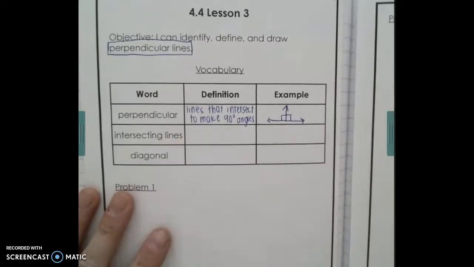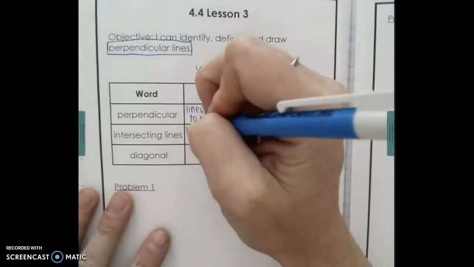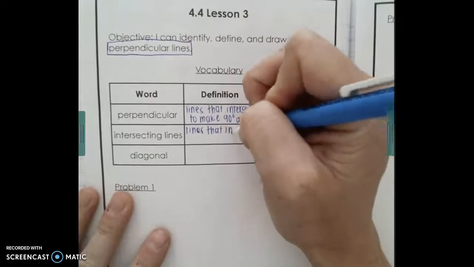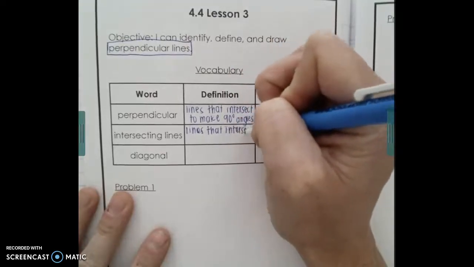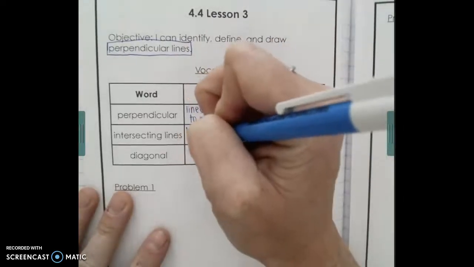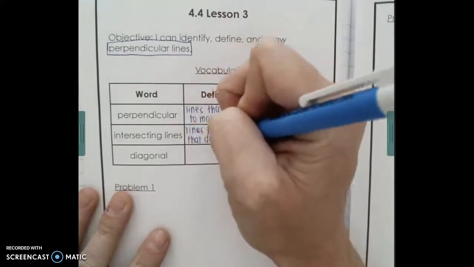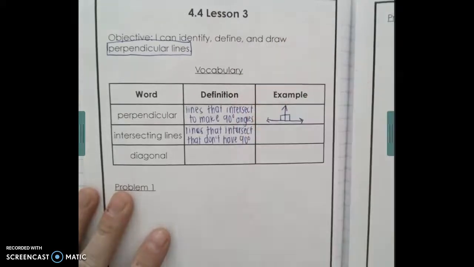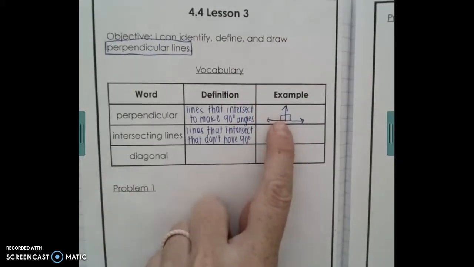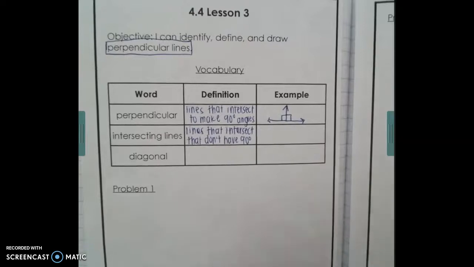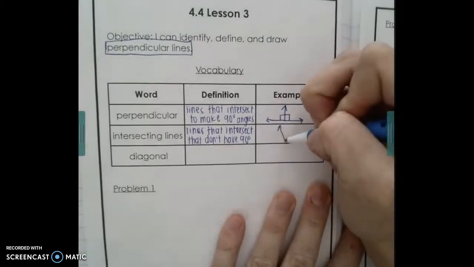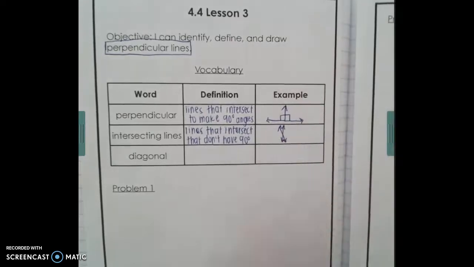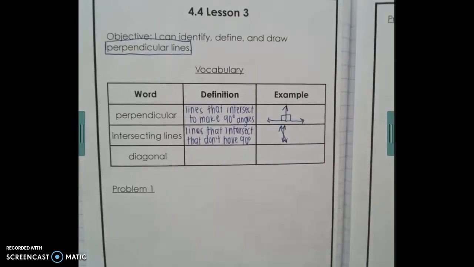So intersecting lines is going to be everything else. So that's going to be lines that intersect that don't have 90 degrees. So think of how you can draw two lines that intersect that don't have 90 degrees. I would draw like an X, really narrow X, where none of my lines intersecting is going to make 90 degrees. They're going to be acute and obtuse angles.